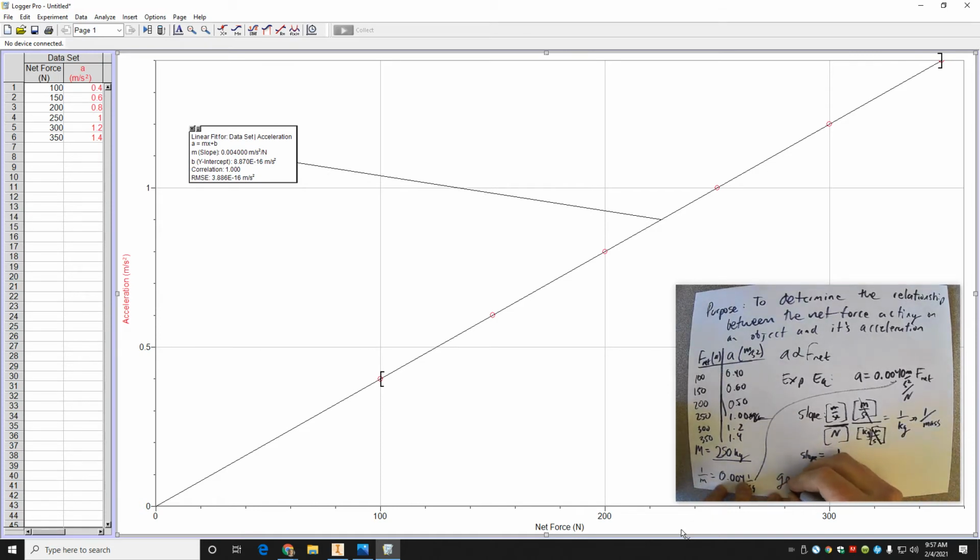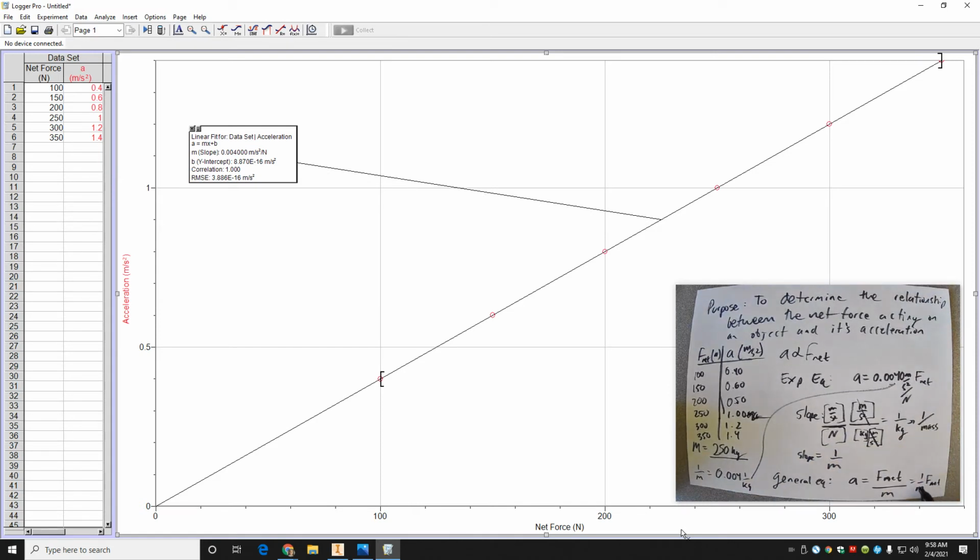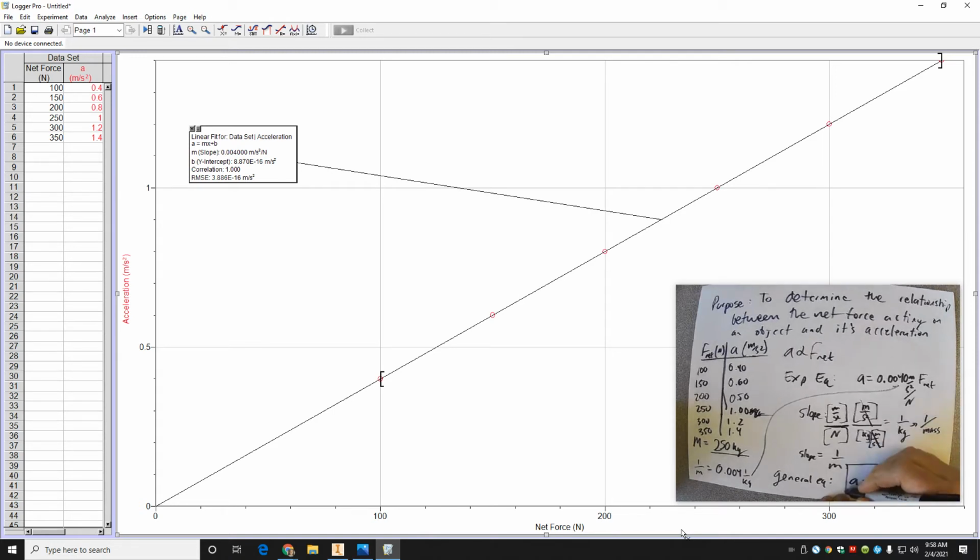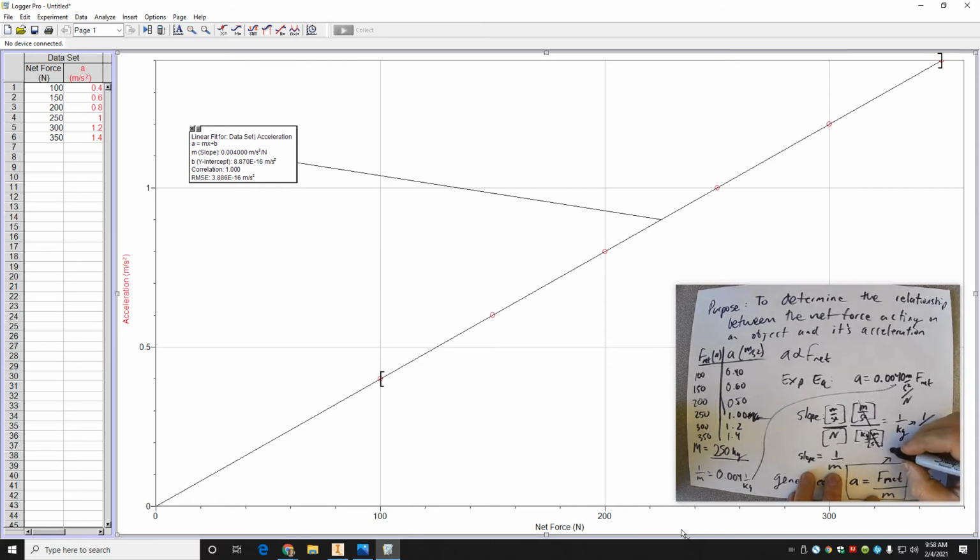So our final equation becomes, the general equation becomes, the acceleration of the object equals the net force divided by the mass of the object, or 1 over m times F net. And when you multiply something like this, F net just goes on top, and it looks like this. And this is called Newton's second law. Right? Look at that. A few minutes, boom, simulation lab done.